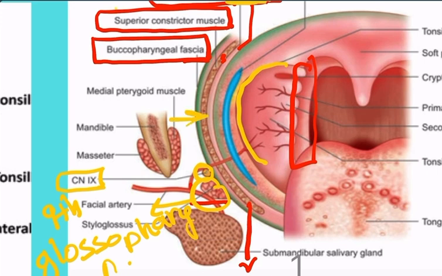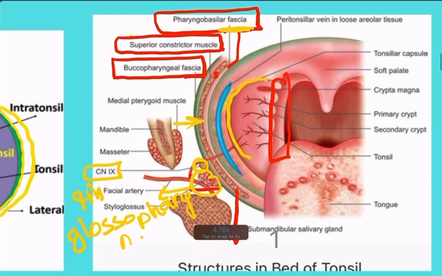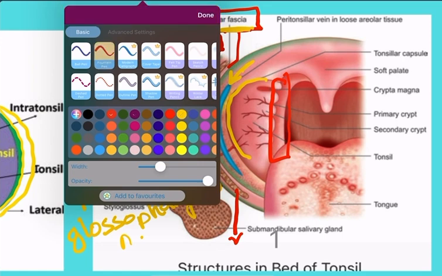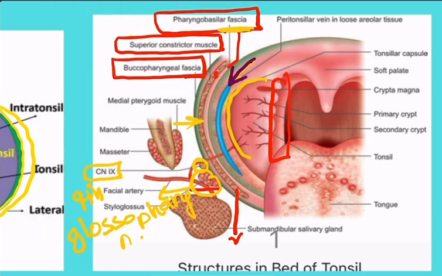damaging this structure, in addition to injuring this vein, which is the main contributor to the venous drainage of the tonsil, as we are going to discuss later, called the peritonsillar vein or the paratonsillar vein, which is located in the loose areolar connective tissue just between the lateral surface of the tonsil and the tonsillar capsule.